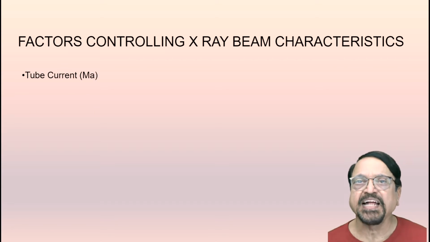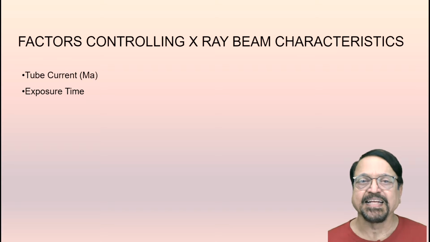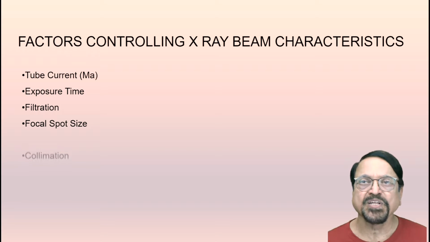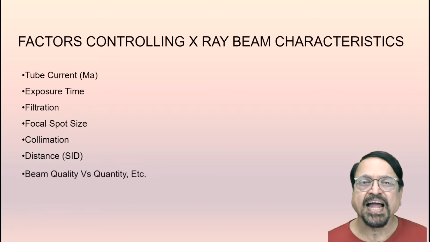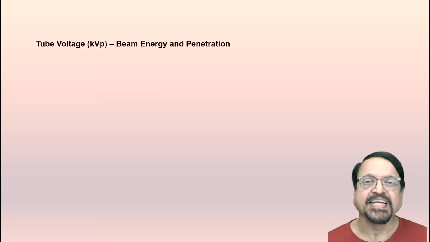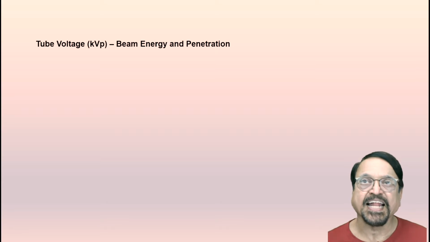One is tube current, that is MA. Second is the exposure timing. Third is the filtration. Then comes the focal spot or focal size. Then comes the collimation. Distance, that is the distance between tube and the object. Then beam quality versus quantity, etc. Each and everything of it we are going to consider one after another.